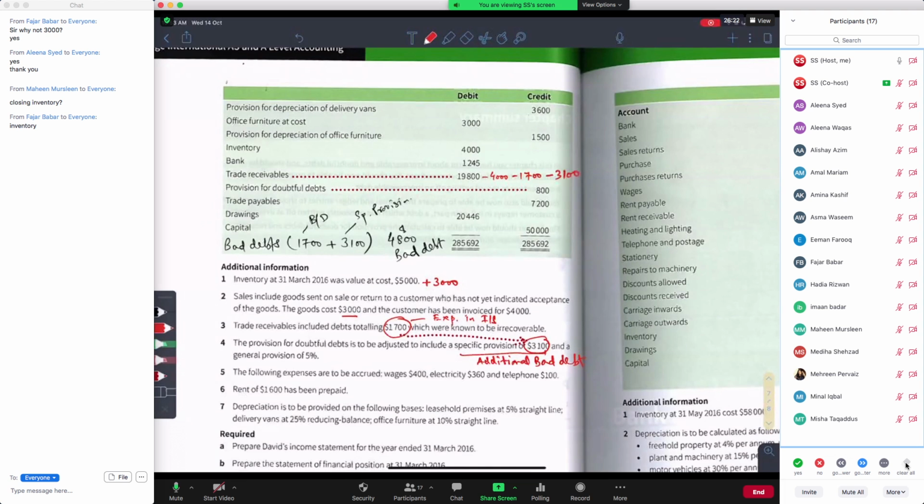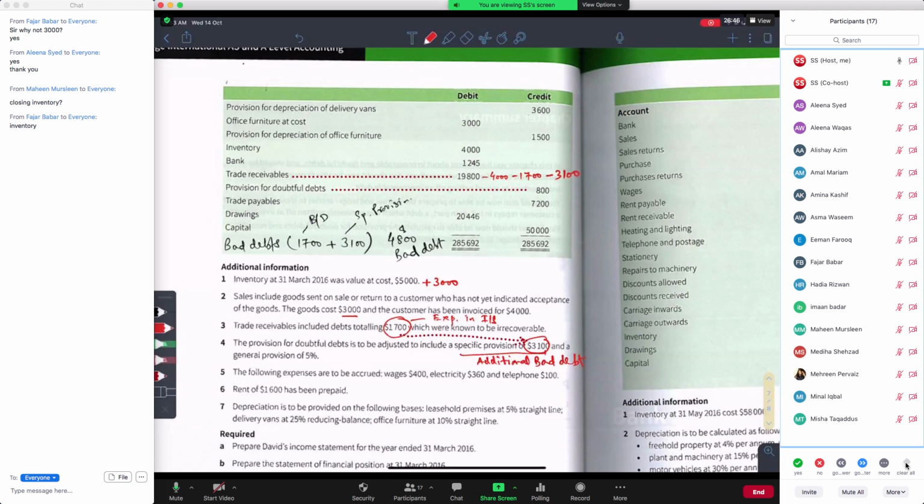So now your debtors are also going to be subject to another deduction for an additional bad debt amounting to $3,100. So your trade receivables are going to go down by a further bad debt of $3,100. Specific provision for all practical purposes is just like a further bad debt. So there are two bad debts, $1,700 जो कि during the year आपने write off किए, and $3,100 जो कि आप specific provision के case में write off कर रहे हैं.